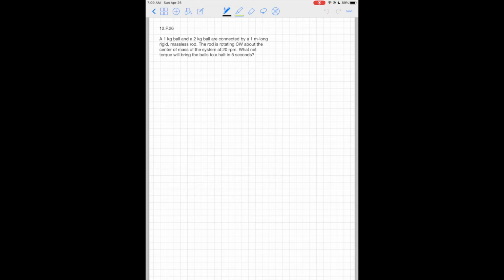So a quick word on the wording of this problem. I actually changed the wording of the problem. If you look in the back of the chapter, it says the rod is rotating clockwise about its center of mass at 20 RPM, which is a little bit different than saying rotating clockwise about the center of mass of the system at 20 RPM. And that's the key there. That's the ambiguous trick that they're kind of pulling on us here.